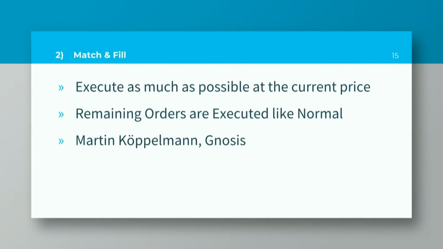The next one is match and fill. I have to thank Martin Kopelman from Gnosis for this one. With the bonding curve, you always have an exact price at that moment. However, as soon as you start executing orders, that price gets moved either up or down. But if you have a group of buys and a group of sells who are waiting, you can use that exact price as basically a match price. So you will execute as many as possible of those buys and sells together at that price, and you'll end up clearing one whole half.